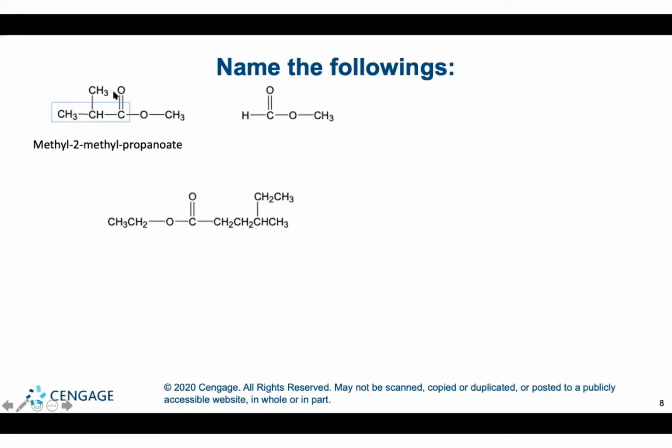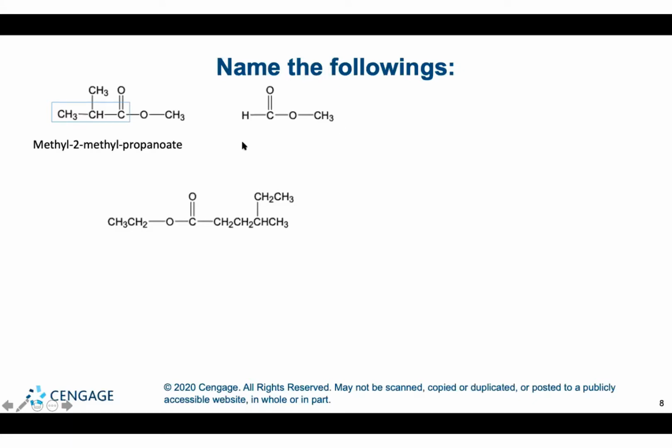On carbon 2, I have a 2-methyl propanoate. Whenever you want to write down the ester name, first write down the name of the alkyl group, which is directly attached to the oxygen, and then write down the name of the branches with the number of carbon which is attached to it. It's going to be methyl 2-methylpropanoate.